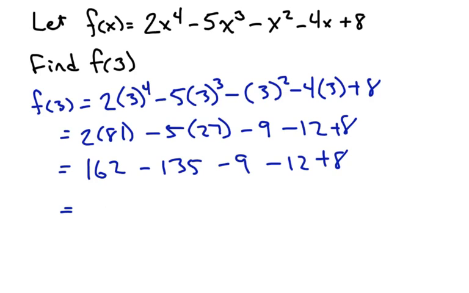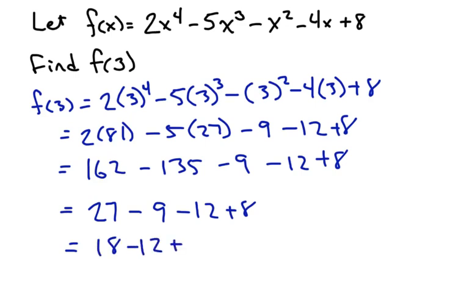162 minus 135 is 27. 27 minus 9 is 18. 18 minus 12 is 6, and 6 plus 8 is 14. And there we go. That's direct substitution. It's very straightforward, but it is kind of labor intensive.